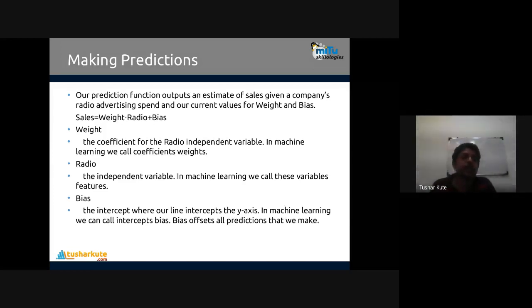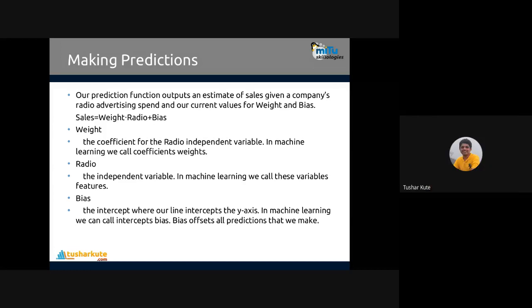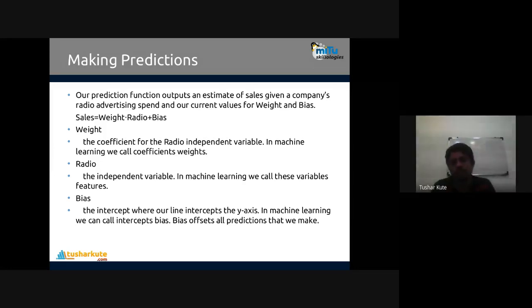Fine. To adjust the values. Weight is a coefficient for the radio independent variable. In machine learning, we call it the coefficient weights, the coefficient that you multiply there. In linear regression, we call it the slope that is multiplied. Then we have the second value, that is radio, the independent variable, your input variable, the value that you are providing as input. How much money you are spending on radio advertisement is your input variable. In machine learning, we call this variable a feature. Feature is the input variable, label is the outcome variable.